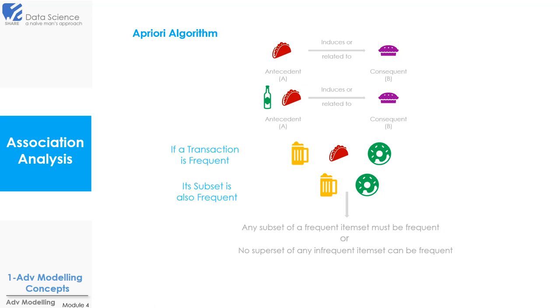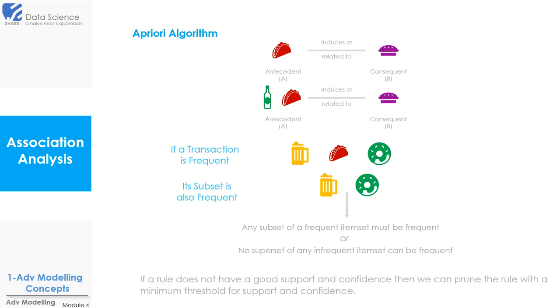Recall, frequent item sets are those item sets whose support is greater than or equal to the minimum support threshold set by the user. This means if soda, wrap and donut has a support greater than or equal to the minimum threshold, then its subsets, soda and donut, or donut or wrap, etc., will also have a support greater than or equal to the minimum threshold. Now if a rule does not have a good support and confidence, then we can prune the rule. So that is the basis on which the a priori algorithm works.